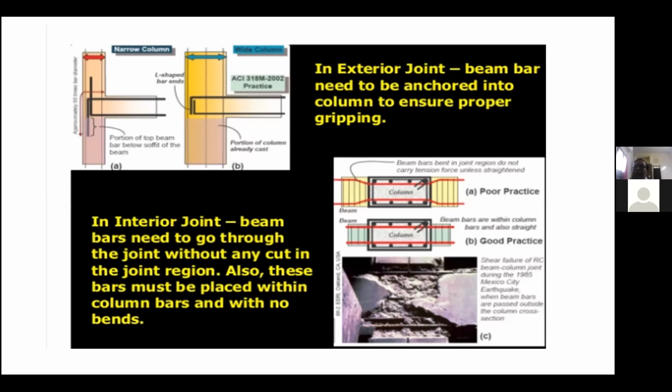But whenever the beam fails, what happens? The beam failure can be easily repaired, and it is classified as a localized failure. It's a local failure. So the whole structure will not fail whenever the beam fails. But whenever the column fails, the whole structure may fail. So you have to be very, very careful.